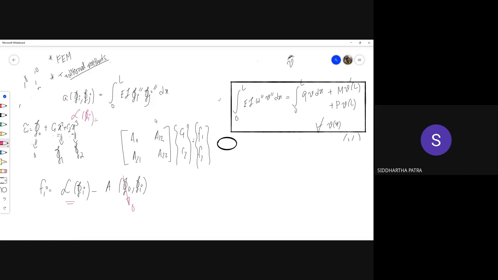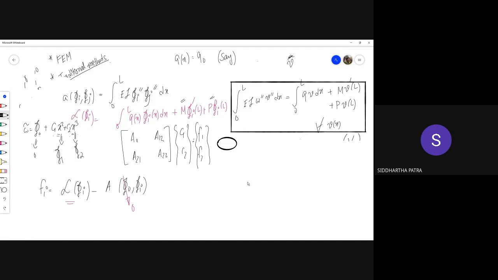L of phi I is integral 0 to L of q of x phi I of x dx, plus M times phi I prime at L plus P times phi I at L. For the sake of simplicity, assume q of x equals q0, a constant, that is, a uniformly distributed load coupled with a concentrated moment and a concentrated force at the free end of the cantilever.